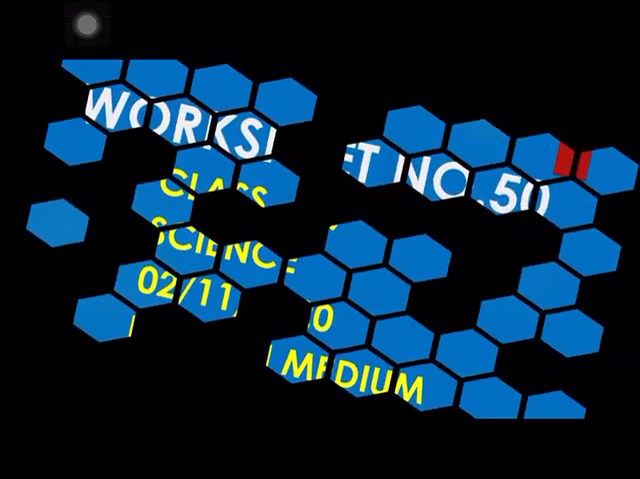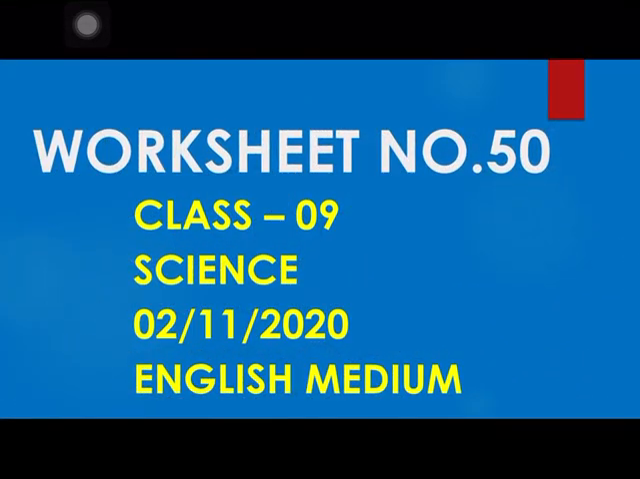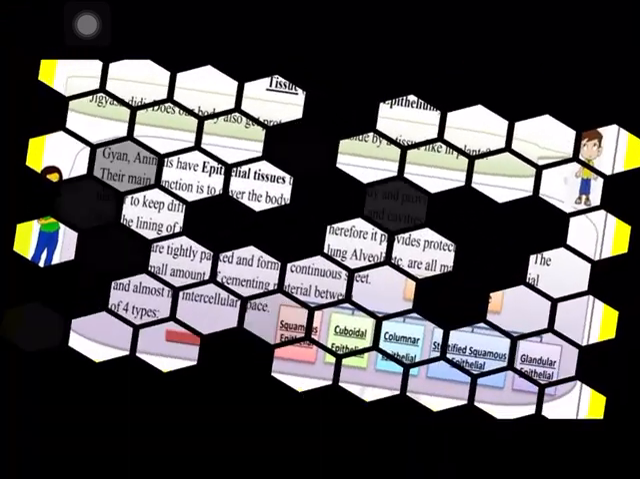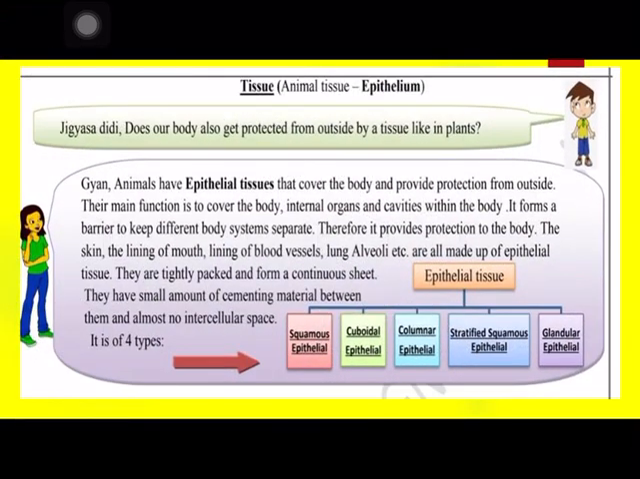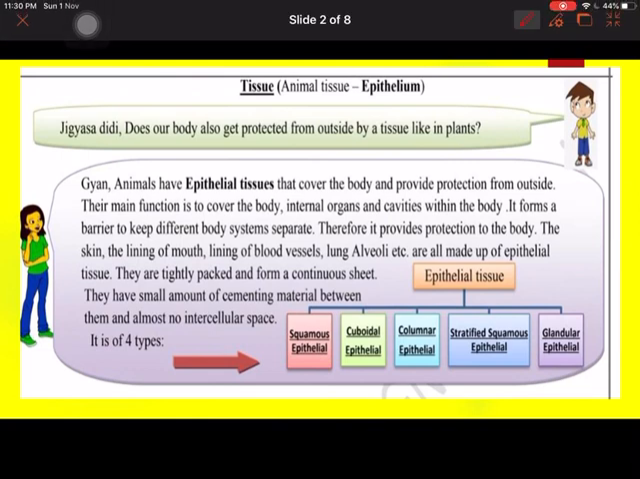Hello students, today we are going to discuss your worksheet 50, class 9 science, 2nd October. As you know, your chapter on tissue is going on. Today we will discuss animal tissue, that is epithelium. So what is epithelium?